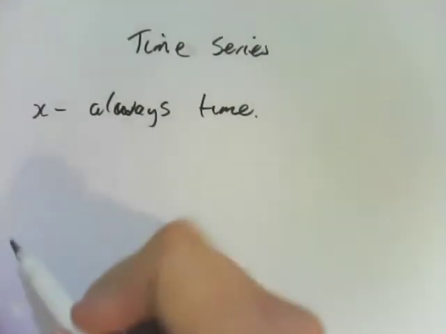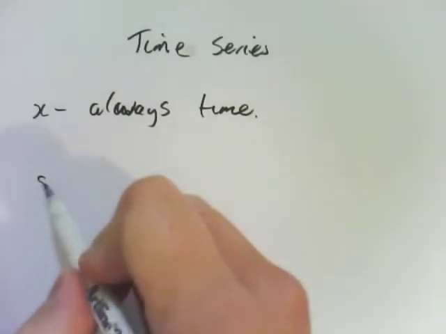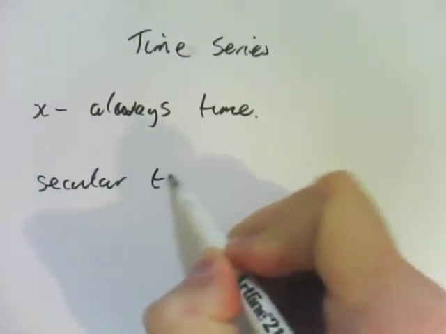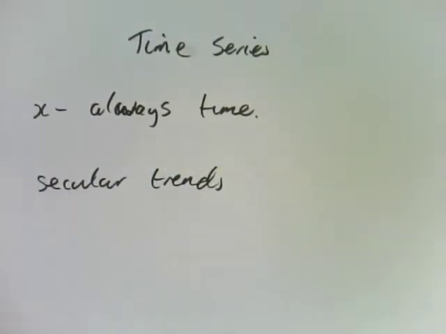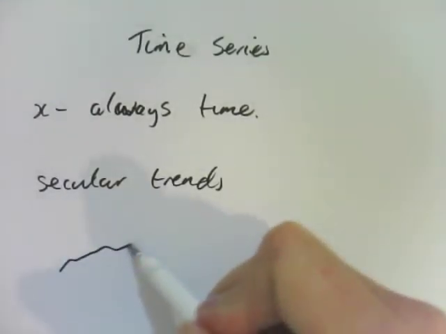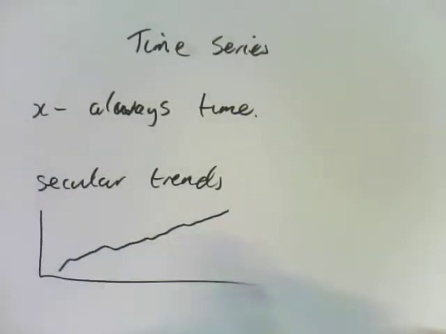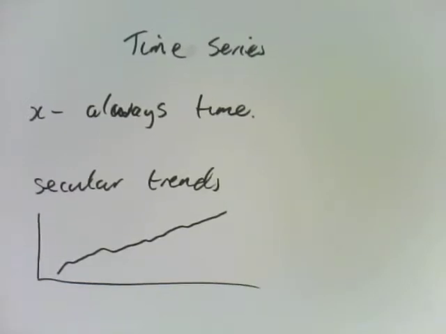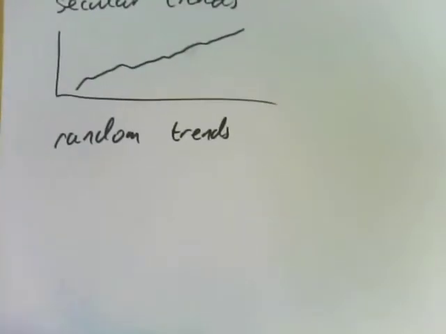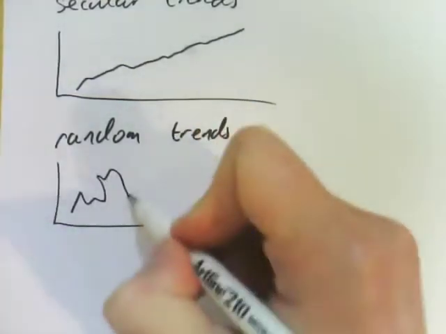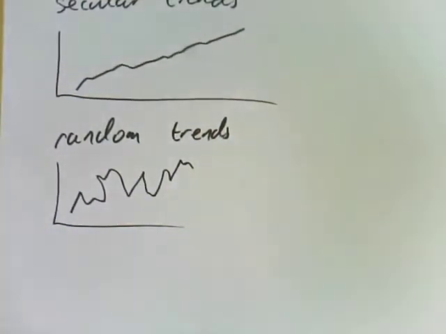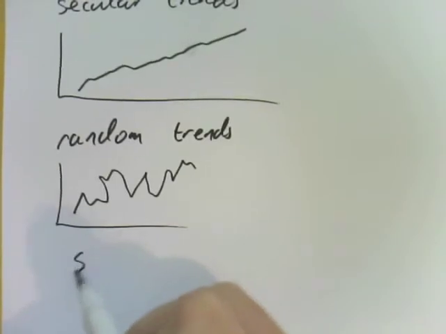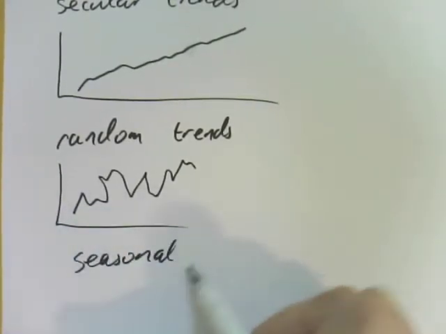So what can happen is you can just have what's called secular trends, which is just a general trend over a time series, like that. You can have random trends, which are exactly that, all over the shop.